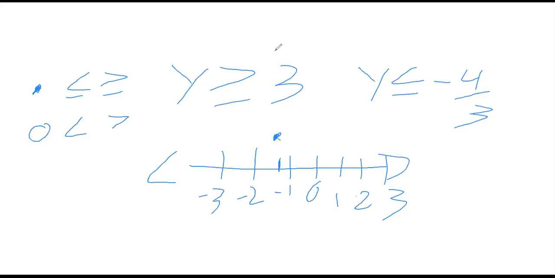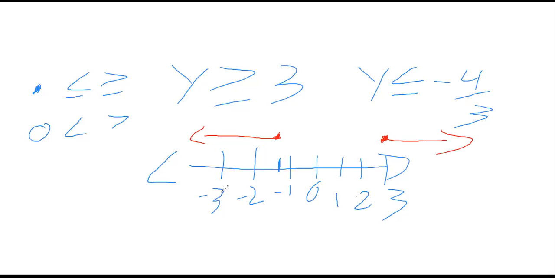So actually, let me do that in a different color. It'd be a closed circle and everything to the left of -4/3. And then on this side, we have the 3, another closed circle, and then our arrow going to the right. That basically tells us all the values of y that would work in this equation, and that's how we would graph the solution.